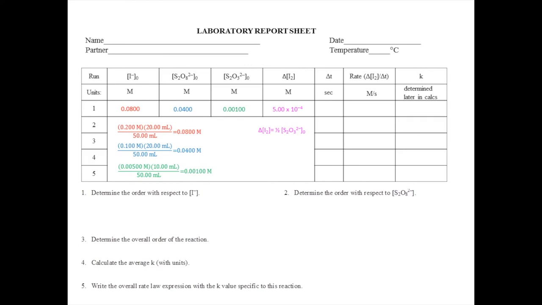The overall order of the reaction is calculated by adding these two orders. Next, calculate a K for each run, and then average them to determine the average K. From this, the overall rate law expression for this reaction can be written. Remember, all rate of reaction experiments have a temperature associated with them, so be sure to read and record the temperature of this reaction. Also, be sure to include it when reporting any data.